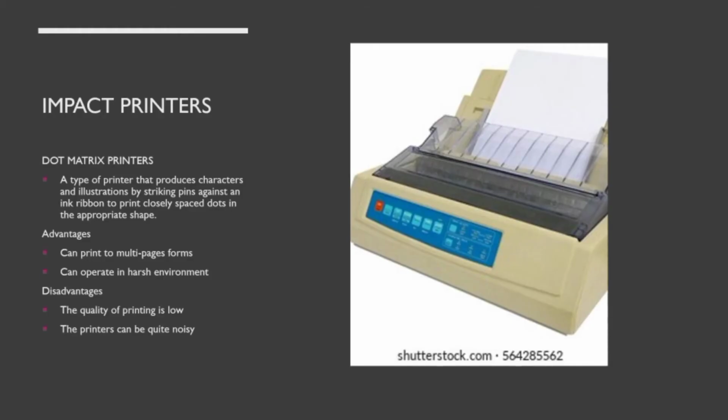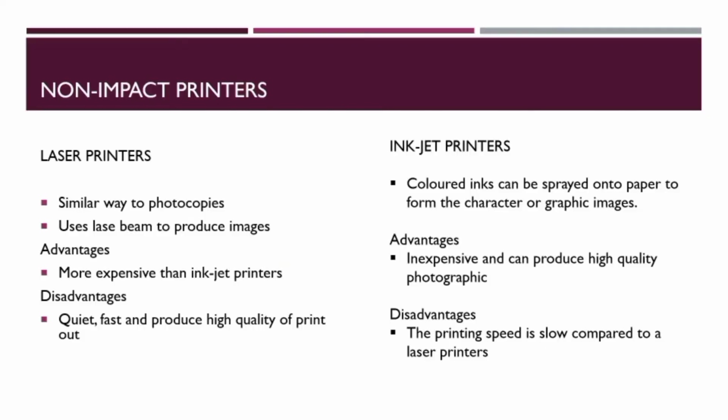So, impact printers, dot matrix printers, a type of printer that produces characters and illustrations by striking pins against an ink ribbon to print closely spaced dots in the appropriate shapes. The advantage of dot matrix printer, it can print multi-page forms and can operate in harsh environments. The disadvantage is the quality of printing is low and it can be quite noisy.